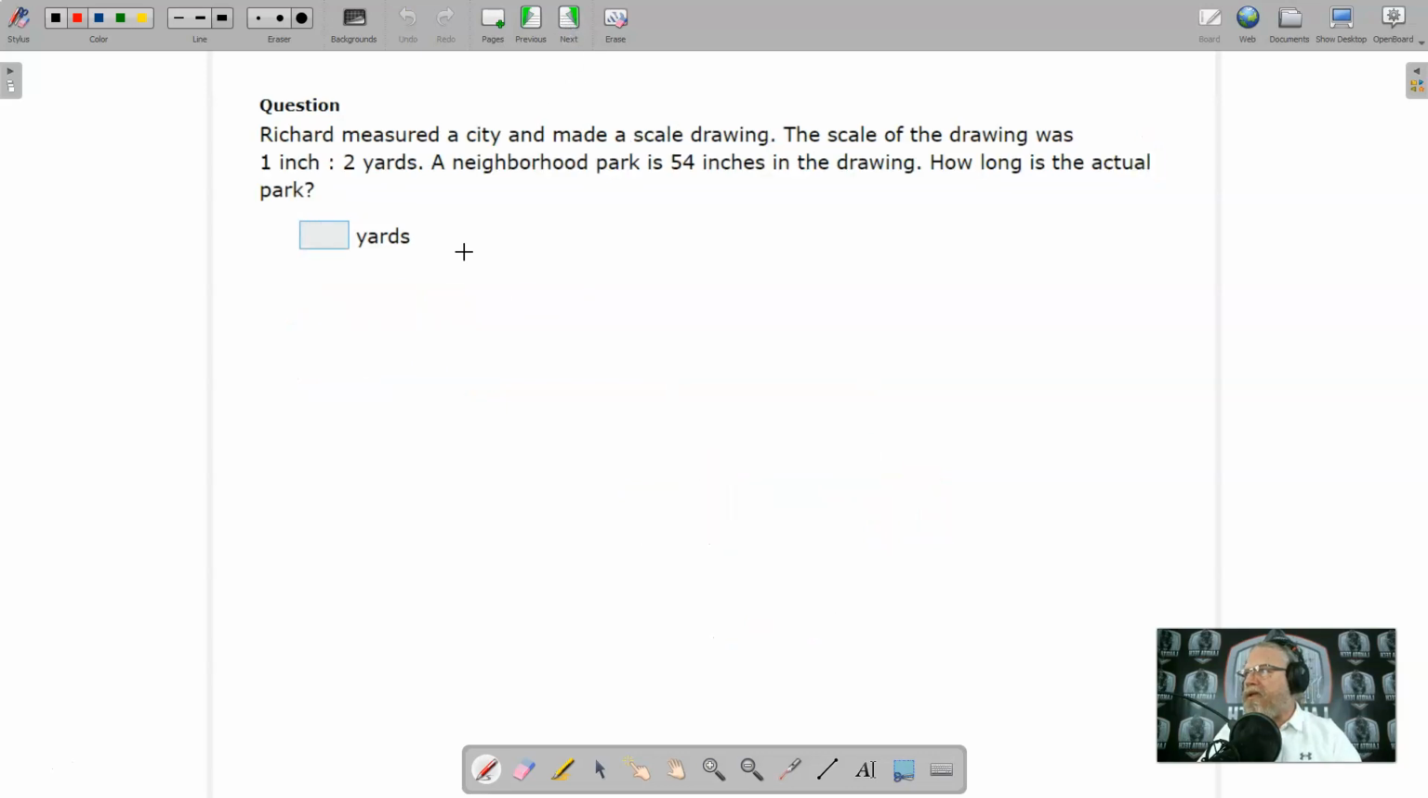All right, in the next question, Richard measured a city and made a scale drawing. The scale of the drawing was 1 inch is to 2 yards. A neighborhood park is 54 inches in the drawing. How long is the actual park? So we've got real life here. We have the scale here.